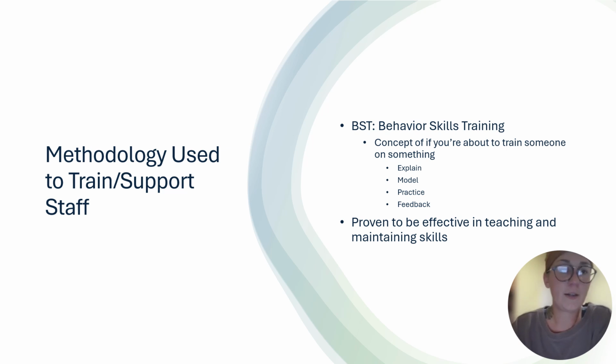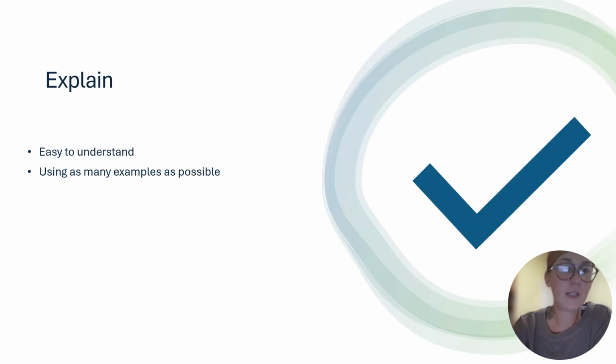So the methodology used to train and support staff is going to be behavioral skills training. The concept is, if you're about to train someone on something, as vague as that sounds, first you're going to explain it, you're going to model it, you're going to practice it with them, and then give them feedback. It's proven to be effective in teaching and maintaining skills. So in the explanation phase, make sure everything that you are telling them is easy to understand, and give as many examples and non-examples as needed for your learner to make sure they can discriminate between an occurrence and a non-occurrence.